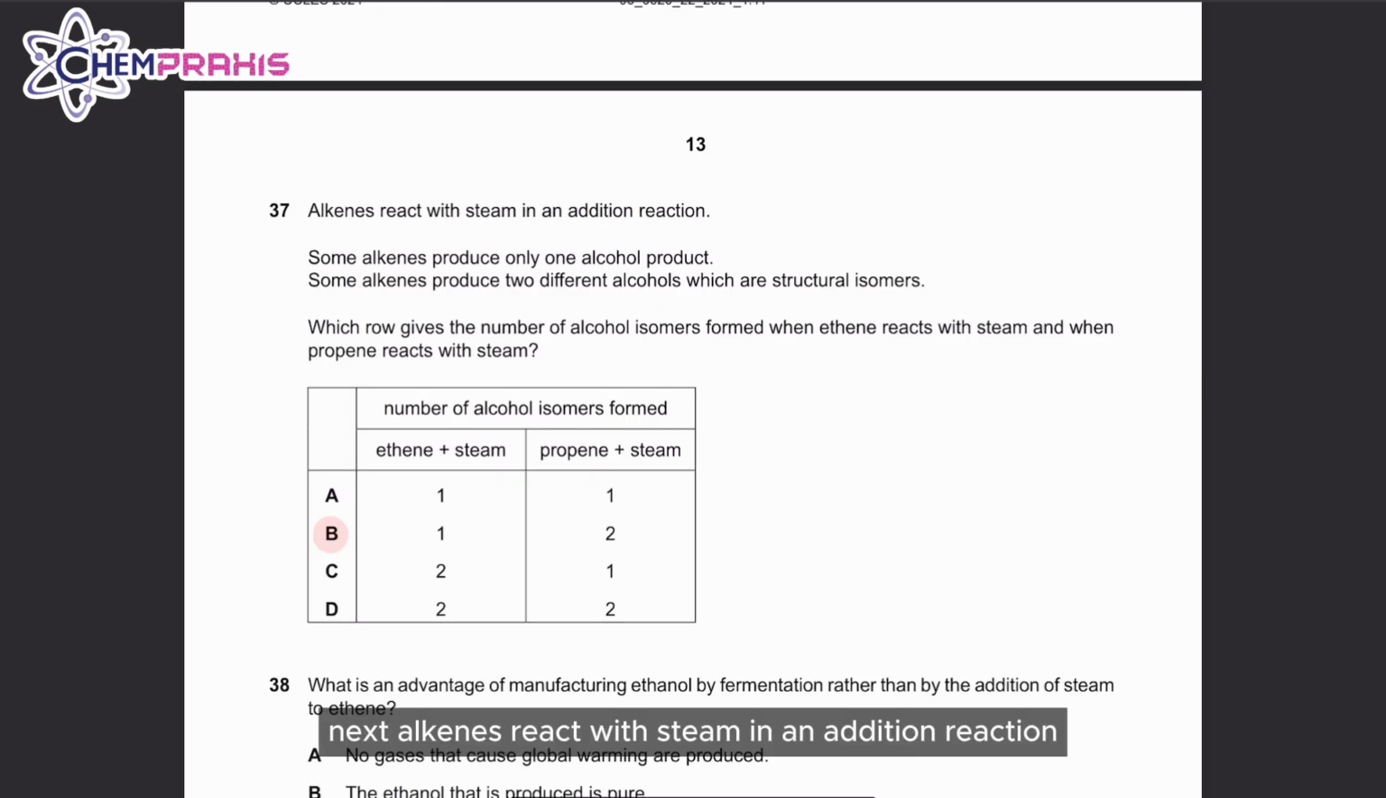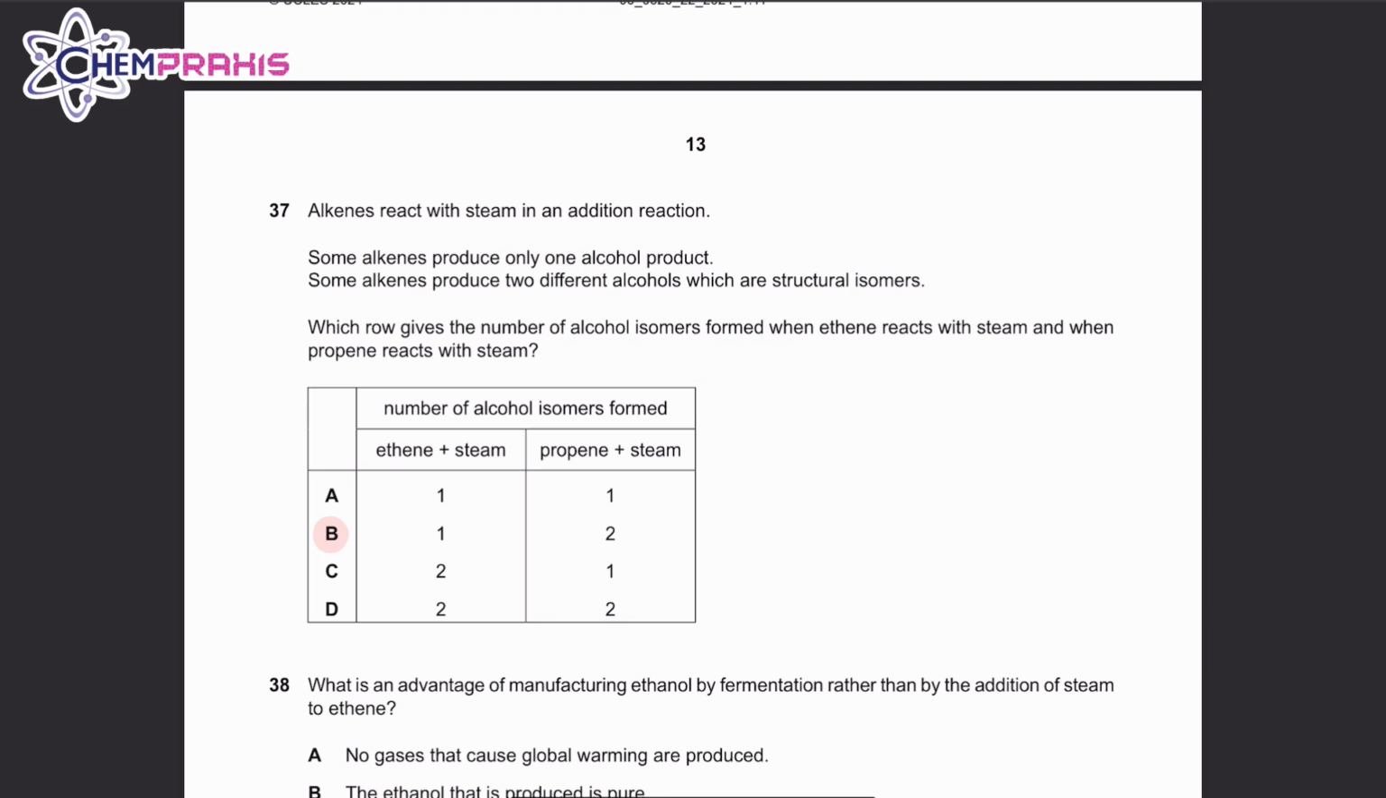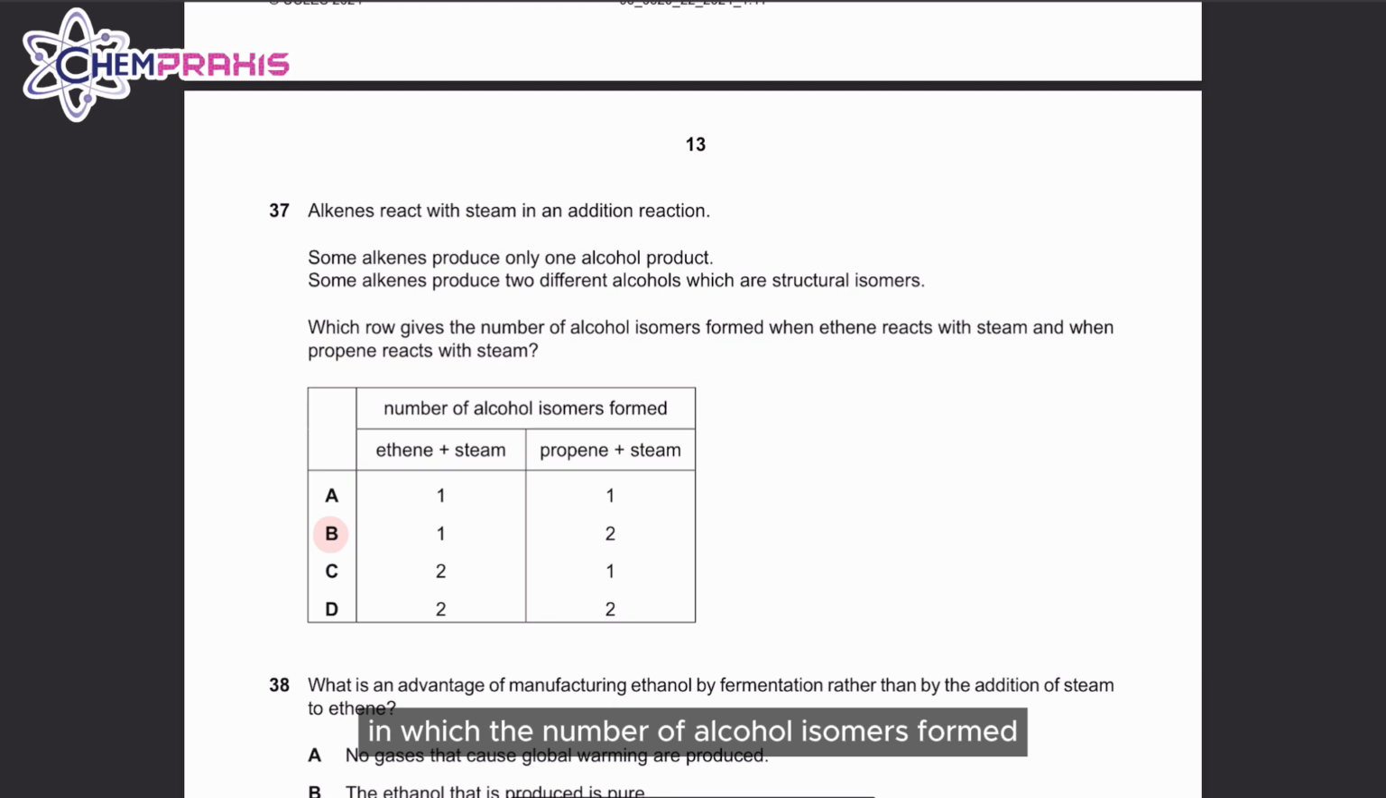Next, alkenes react with steam in an addition reaction. Some alkenes produce only 1 alcohol product, and some alkenes produce 2 different alcohol products, which are structural isomers. Which row gives the number of alcohol isomers formed when ethene reacts with steam and when propene reacts with steam? The second row is the correct row, in which the number of alcohol isomers formed when ethene reacts with steam is 1, and when propene reacts with steam, it's 2. Hence, your answer will be B.